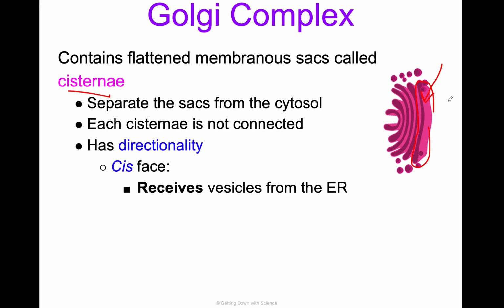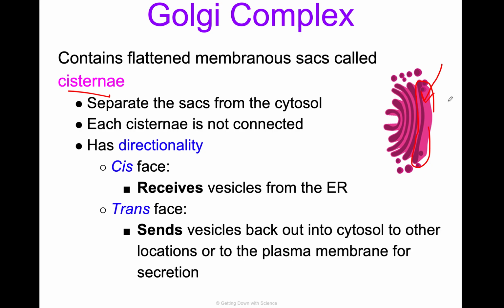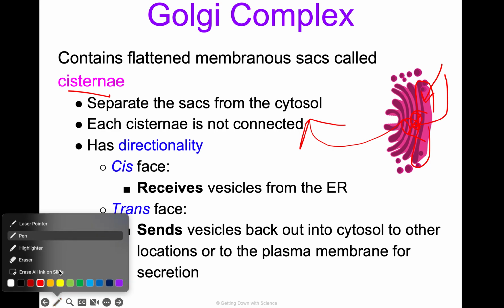And it has directionality. You have a cis face that receives vesicles from the endoplasmic reticulum, and you have a trans face. It sends the vesicles back out into the cytosol. So you can think of the Golgi complex as the mail room, right? Or the UPS. It receives stuff from the ER, and it packages it, and then sends it out. So there's directionality to it. Cis face receives, trans face sends.